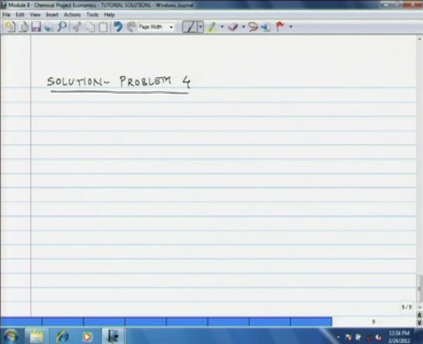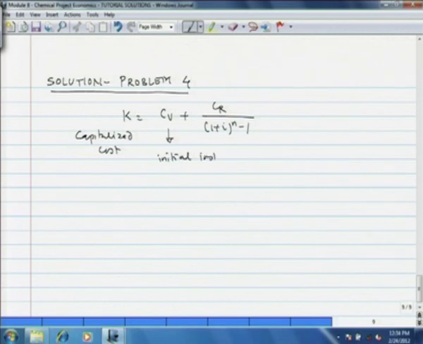Now, we have already derived an expression for the capital S cost, and that we write here. The capital S cost K of an equipment is equal to CV plus CR divided by 1 plus I to the power n minus 1, where CV is the initial installed cost and CR is the cost of replacement.